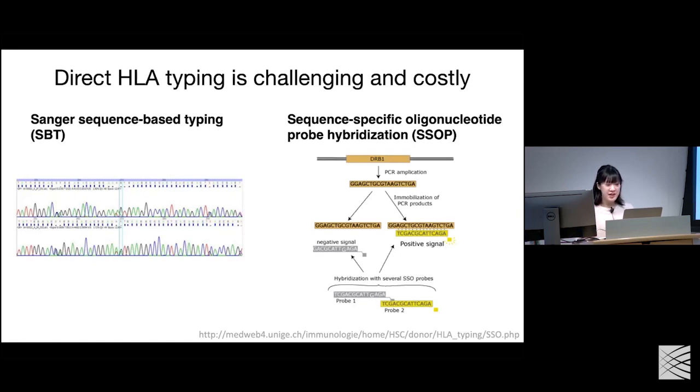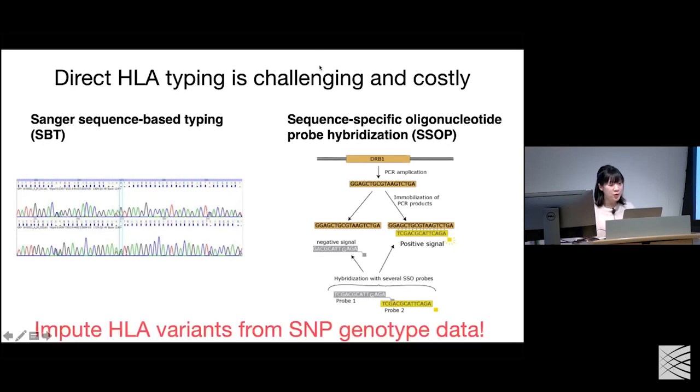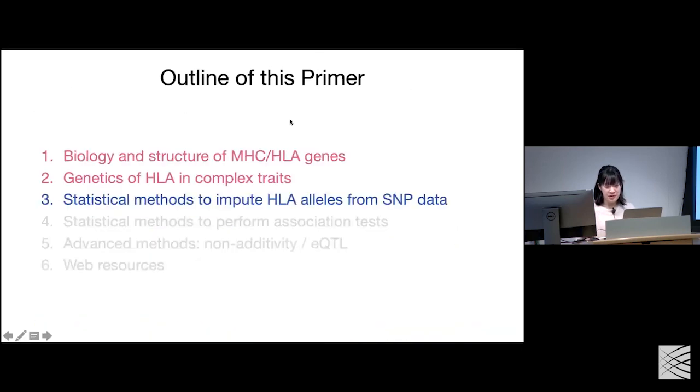So this is why we need a method to statistically impute HLA variations from inexpensive SNP genotype data, which can be performed simply by the reanalysis of already existing data without any additional cost. Now that I hope I have convinced you that we need to impute HLA alleles, I will introduce a brief overview of the statistical methods to impute HLA alleles from SNP microarray data.